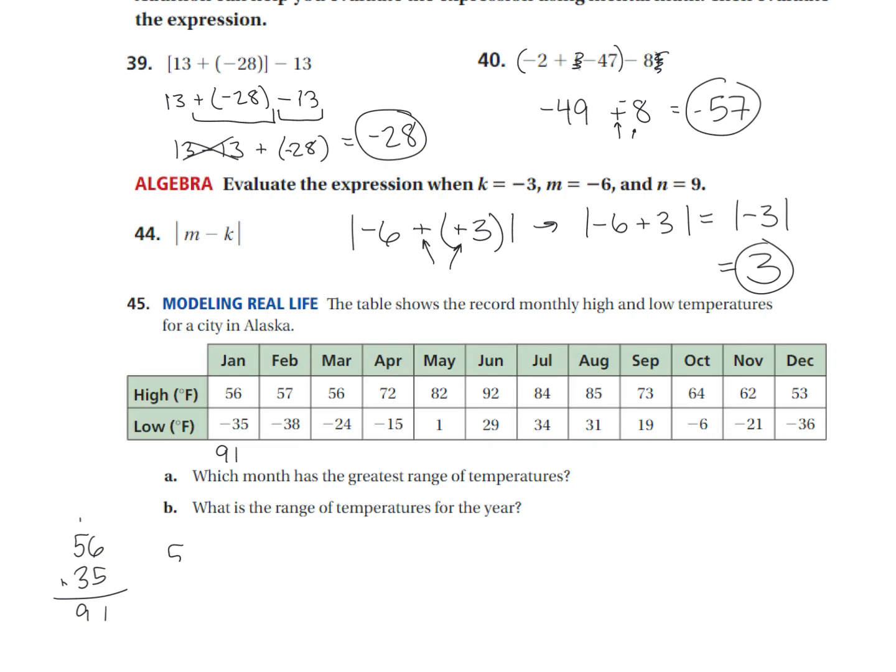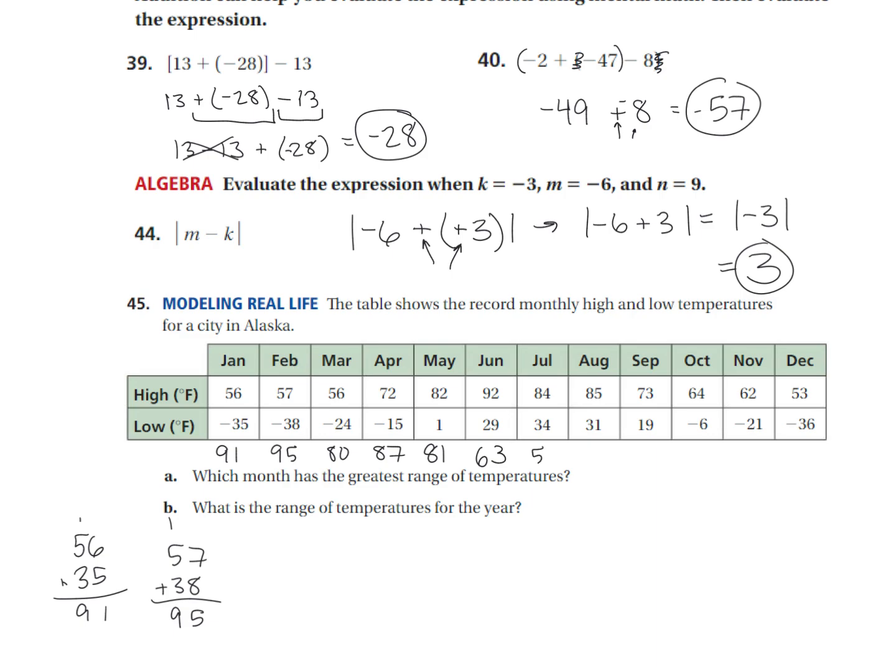Okay, for the next one, I have 57. Chop, chop, lets me add 38. We get 95. Next one would be 80. Then we would get 87. This one is positive, so I'm not going to chop, chop it. Okay, I'm just going to subtract 82 minus 1 is 81. 92 minus 29 is going to end up being, if I do this really quick, 3 and 2, or 6. Okay, so I get 63 for a range.